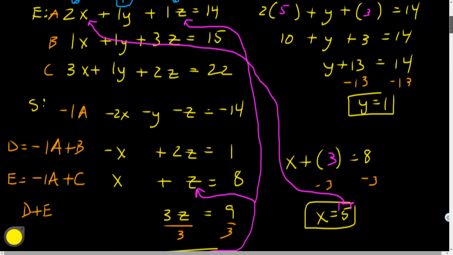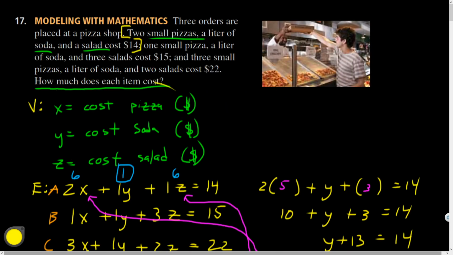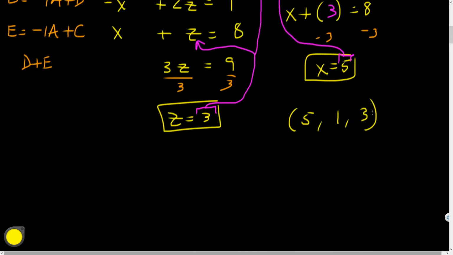And so now that I've got my answer, you could write that as an ordered triple, 5, 1, 3. But more importantly, it needs to be interpreted in terms of the problem. And a word problem has a word answer. How much does each item cost? You're not just going to say 5, 1, 3. You're going to actually write the answer part. And so a small pizza is $5.